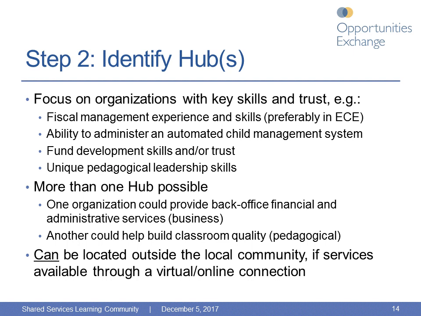It's possible to have more than one hub in an alliance. So you could have one organization that provides back office financial and administrative services to a group of centers or homes, and another that could help build classroom quality. That's what we call pedagogical leadership. The hubs can be located outside the local community, but the only way to do that, obviously, is if you've got a virtual connection, so you've got to be technologically linked for that to happen.